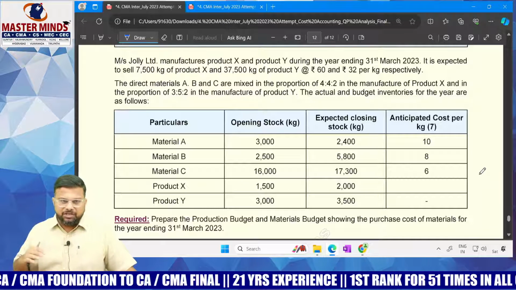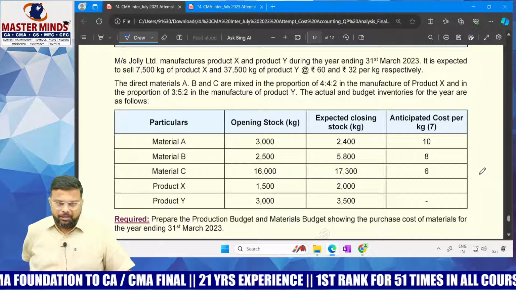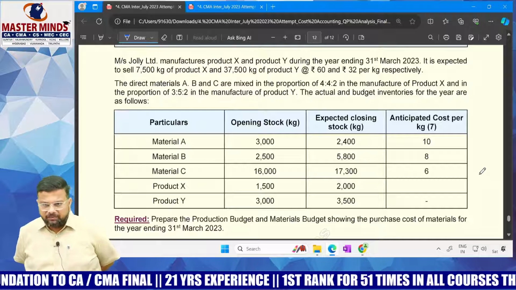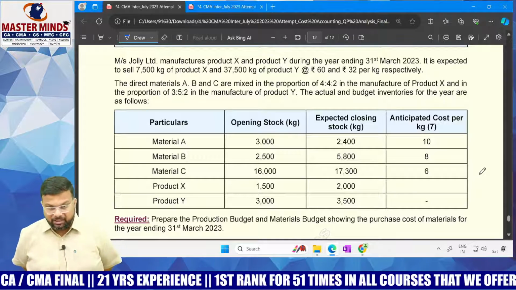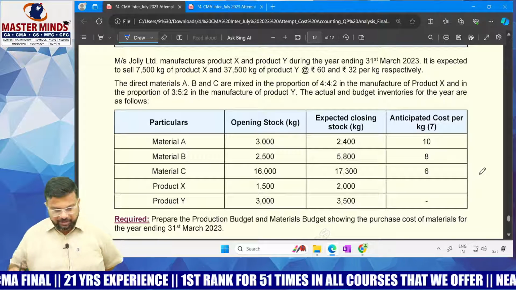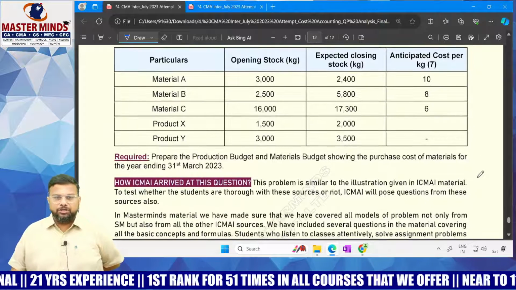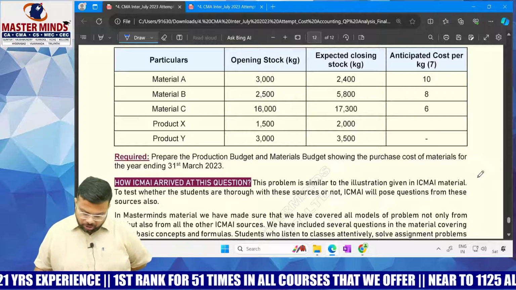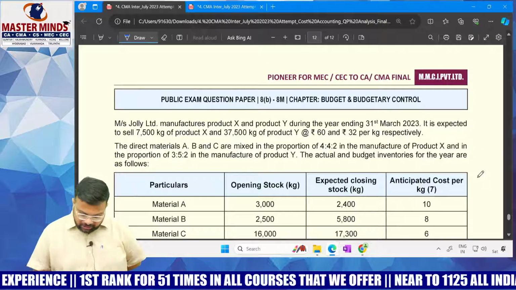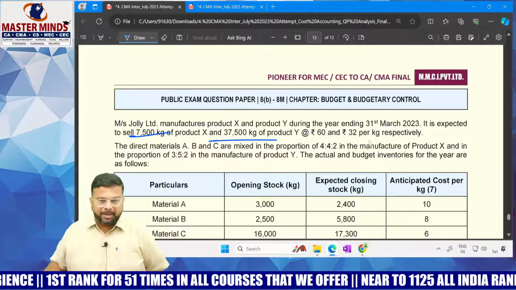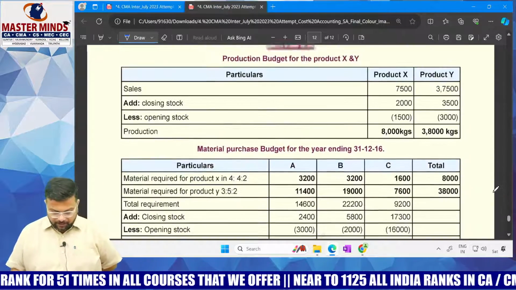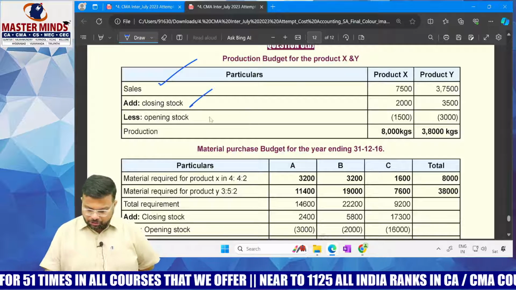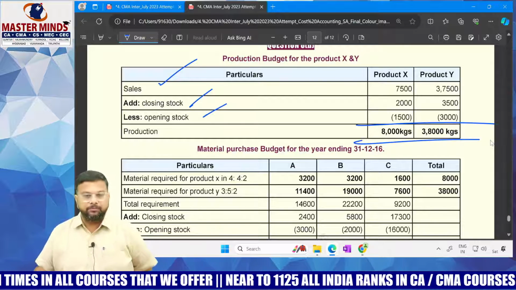The actual and budgeted inventories for the year are given below. So particulars are given. Opening stock is given, expected closing stock is given, anticipated cost per kg is given, that is in rupees. Required: prepare the production budget. How to calculate the production budget? See, you have sales information here, right? Sales plus closing stock minus opening stock, you will get production. That's what we have done. Sales plus closing stock minus opening stock, you will get the production quantity.